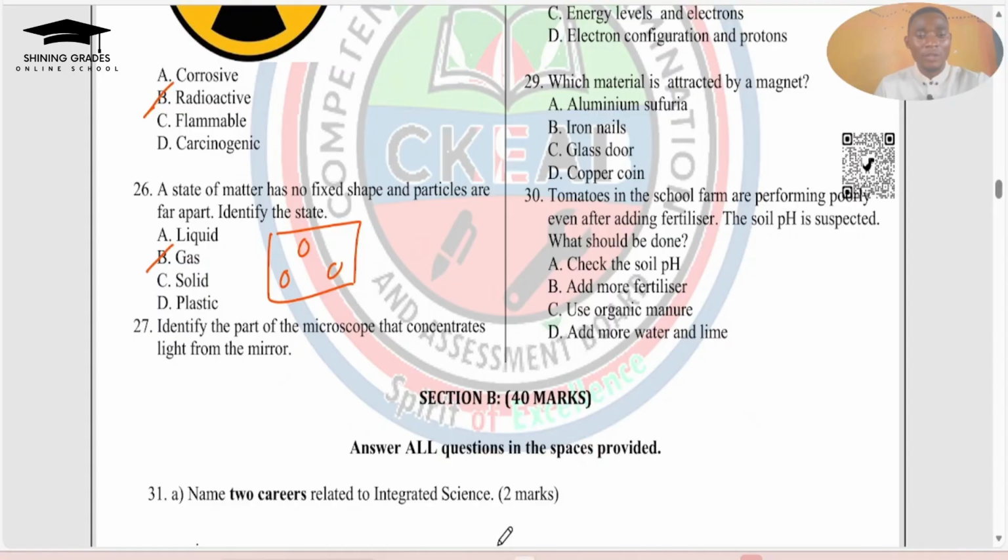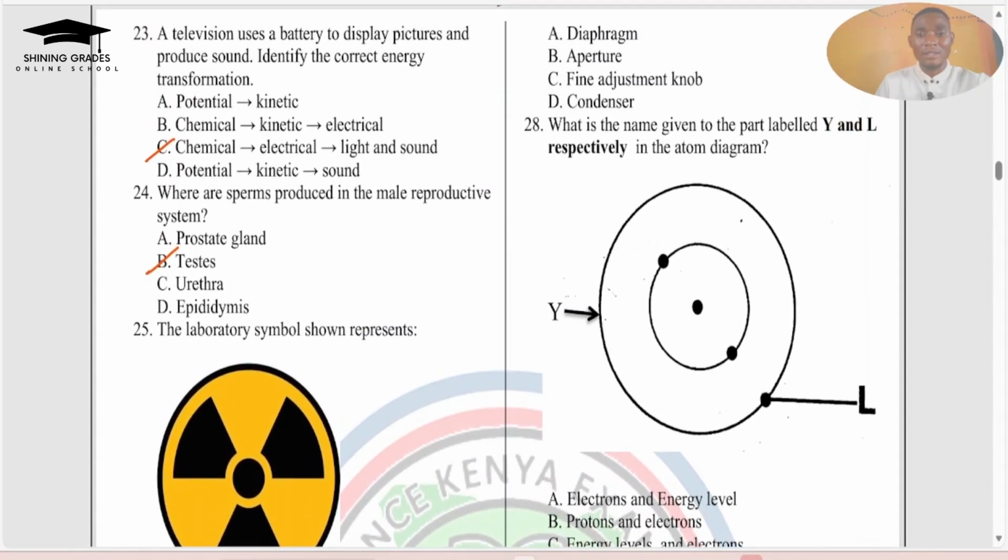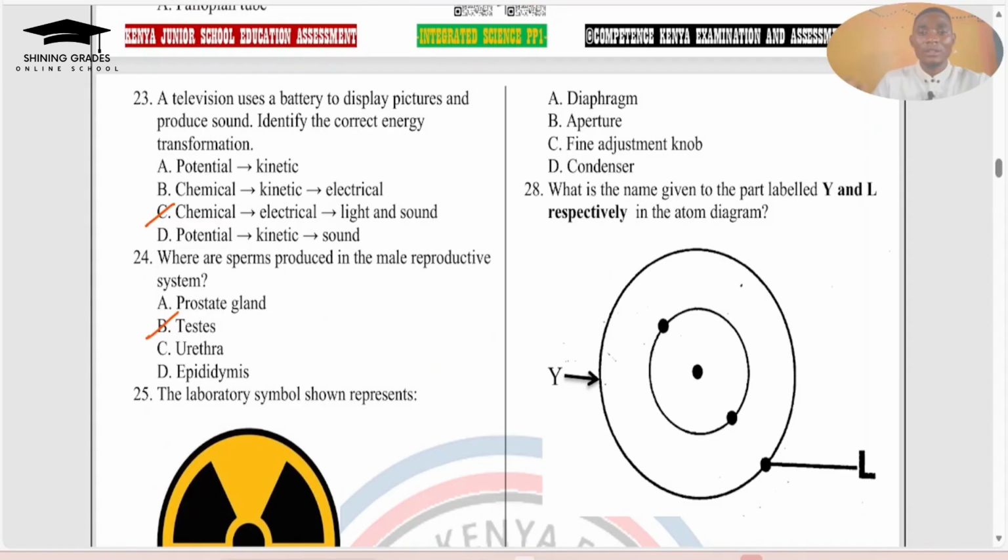Identify the part of the microscope that concentrates light from the mirror. Concentrating light from the mirror, we have talked about it. Learners, the part of the microscope that concentrates light from the mirror is the condenser. We have talked about it.